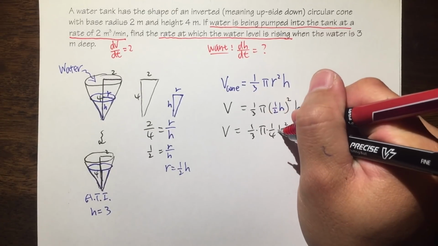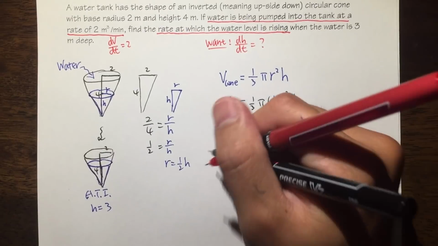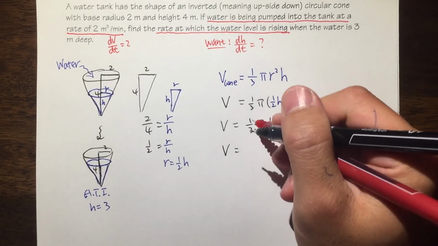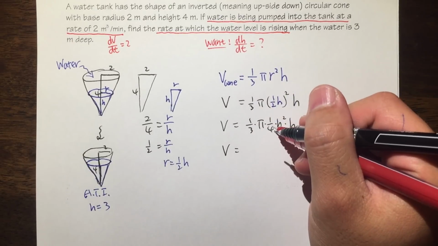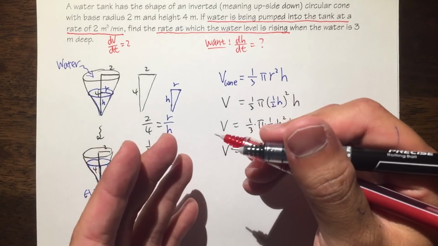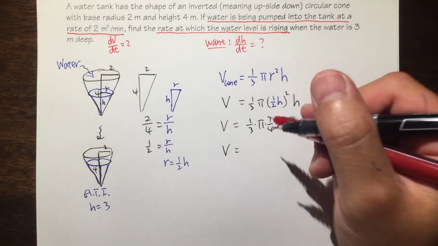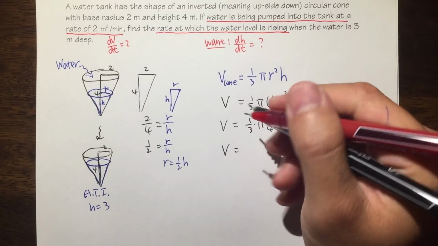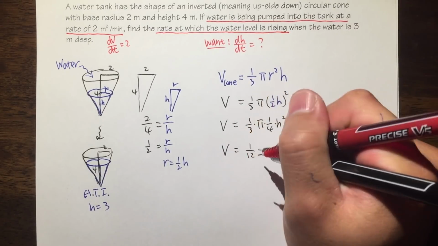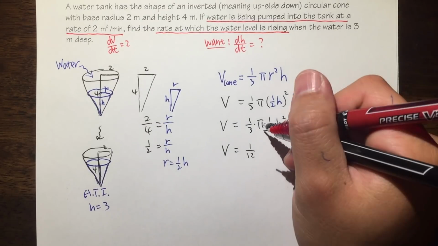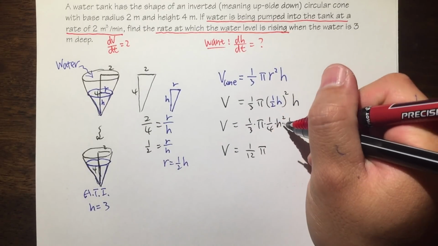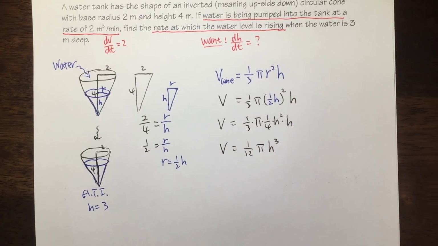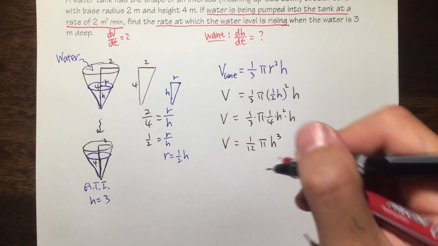Notice, everything here is just multiplying. I would recommend you do the following. When you have fractions, multiply them first, and then put the result as a coefficient all the way in the front. What I mean is, 1 times 1 is 1, over 3 times 4 is 12. So I will put down 1/12 all the way in the front. Then we have the pi, and then H squared times H, that's just H cubed. Now we can work with this equation.